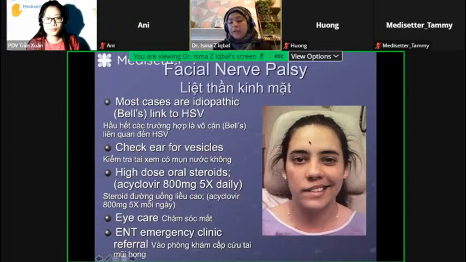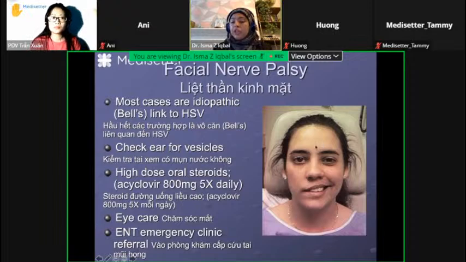The way to tell whether it's upper or lower is in upper facial nerve weakness, the forehead will not be affected, whereas in lower facial nerve weakness, the whole of the half of the face will be affected.